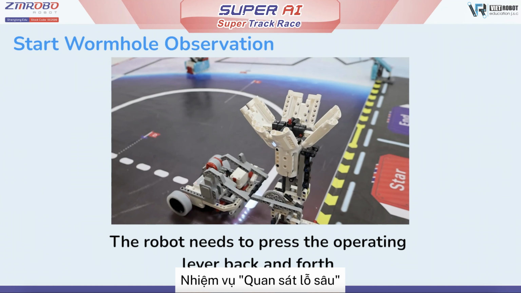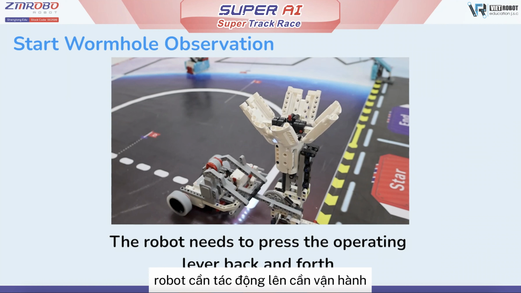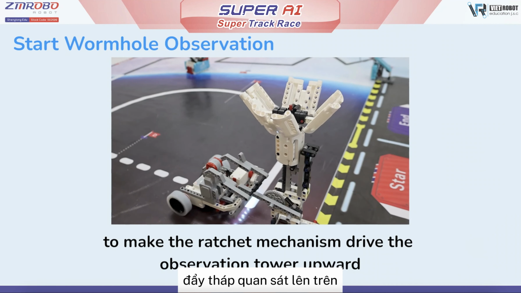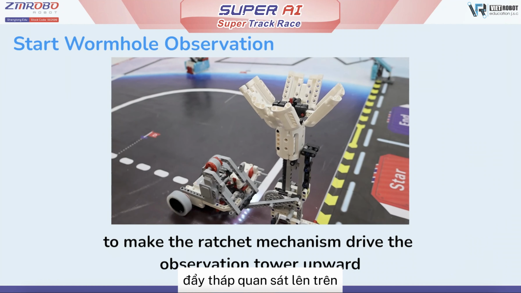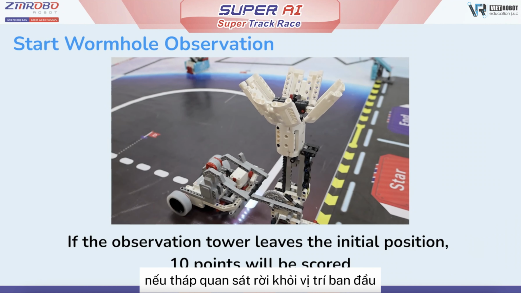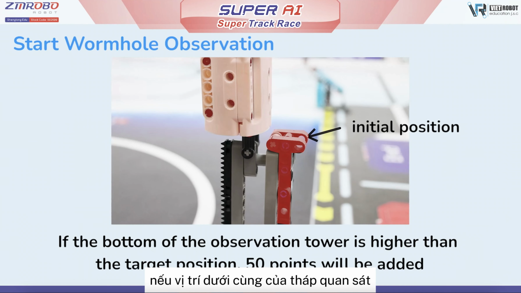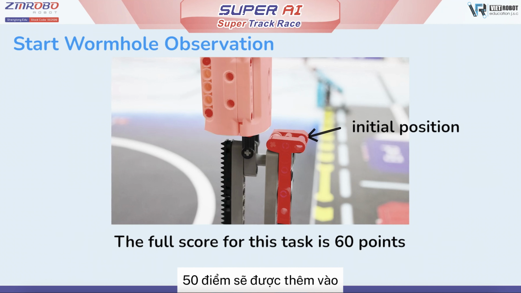Start wormhole observation. The robot needs to press the operating lever back and forth to make the ratchet mechanism drive the observation tower upward. If the observation tower leaves the initial position, 10 points will be scored. If the bottom of the observation tower is higher than the target position, 50 points will be added. The full score for this task is 60 points.